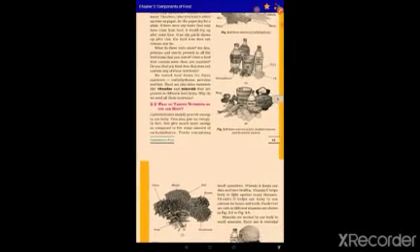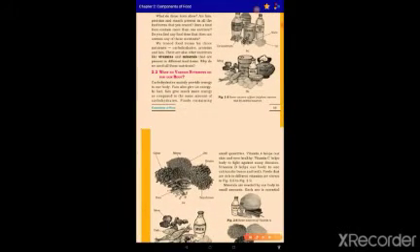What do various nutrients do for our body? Carbohydrates mainly provide us energy. Fats also give us energy. In fact, fat gives more energy as compared to the same amount of carbohydrates. So carbohydrates provide energy to our body. Fat also gives energy, but fat gives more energy as compared to carbohydrates.